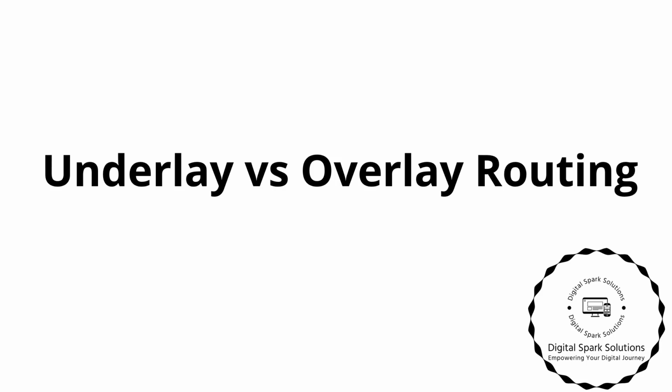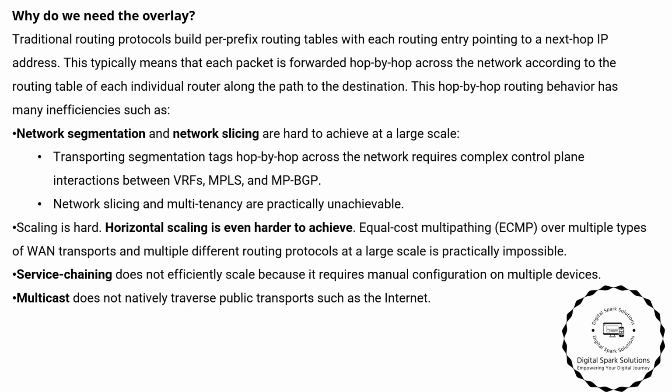Underlay vs overlay routing. Why do we need the overlay? Traditional routing protocols build per prefix routing tables with each routing entry pointing to a next hop IP address. This typically means that each packet is forwarded hop by hop across the network according to the routing table of each individual router along the path to the destination.